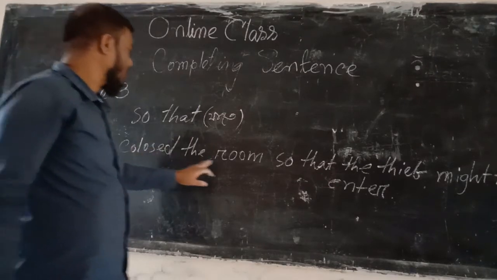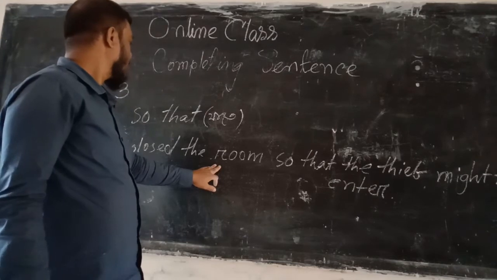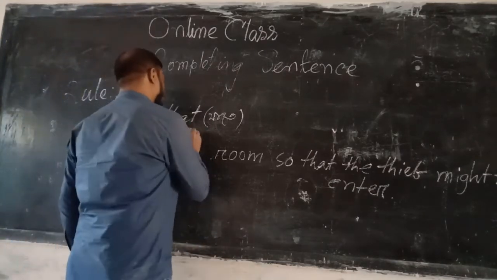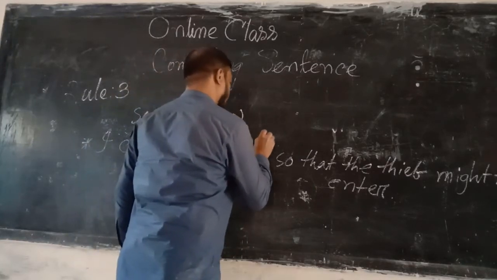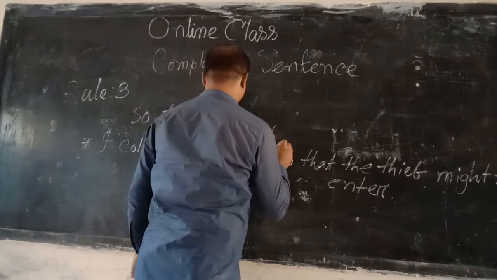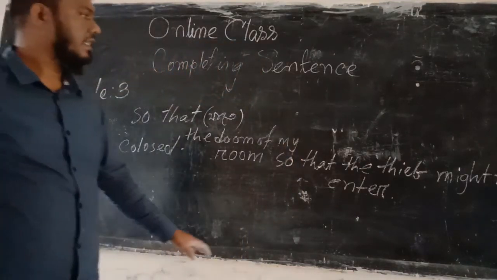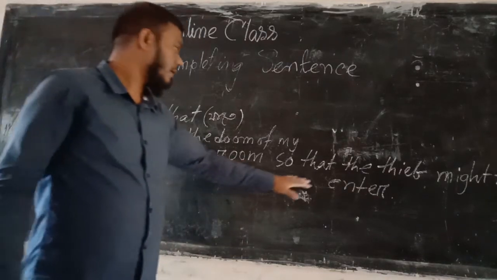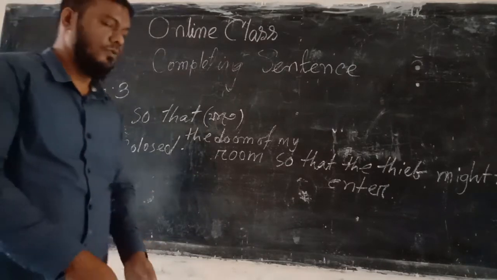So, I closed the door of my room so that the thief might not enter. যাতে চোরটা আমার রুমে প্রবেশ করতে না পারে, like this. I hope that you have understood.